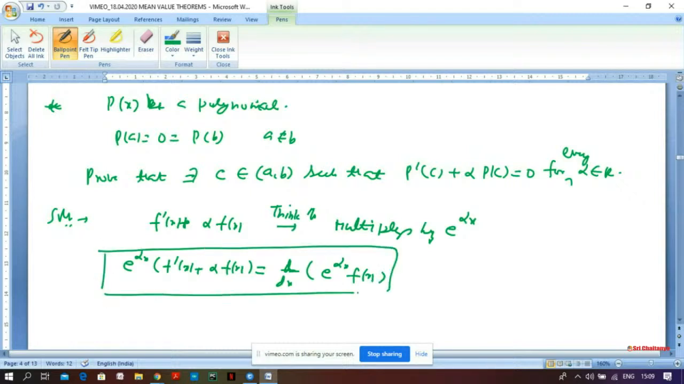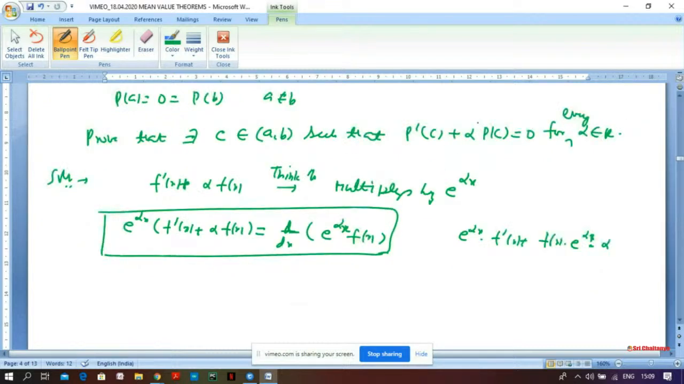This identity that you get, this beautiful thing, e to the power alpha x times f prime x plus alpha f x, this is d by dx. So you can quickly check it. When you differentiate using the product rule, you get e to the power alpha x times f prime x plus f x times e to the power alpha x, by chain rule, times alpha. And so you are back here. So you get this kind of thing.